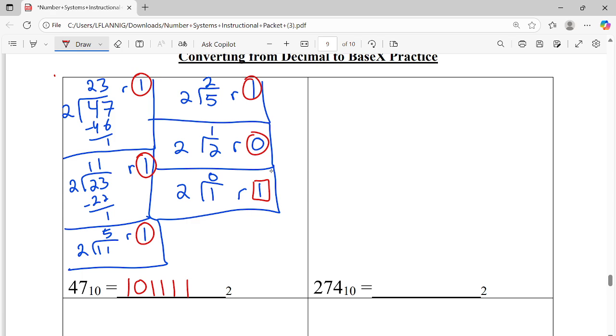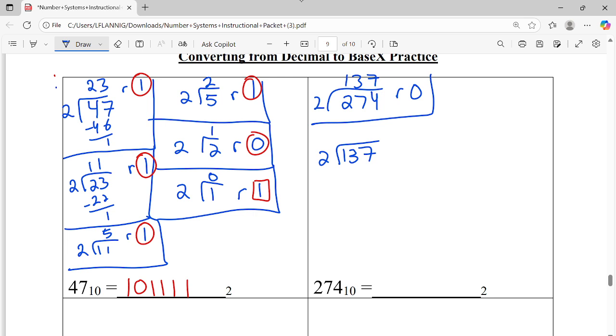Let's try the next one. So the next one, we have 274, and we want to divide that by 2. 2 goes into 274, and you can always do this on your calculator. 274 divided by 2 is 137. So we know 2 goes into 274 137 times, and there is no remainder when you do that. Next, you want to take 2 and 137, and then we can say 2 goes into 137. Let's see how many times. So 137 divided by 2 is 68.5. So 68 with a remainder of 1.